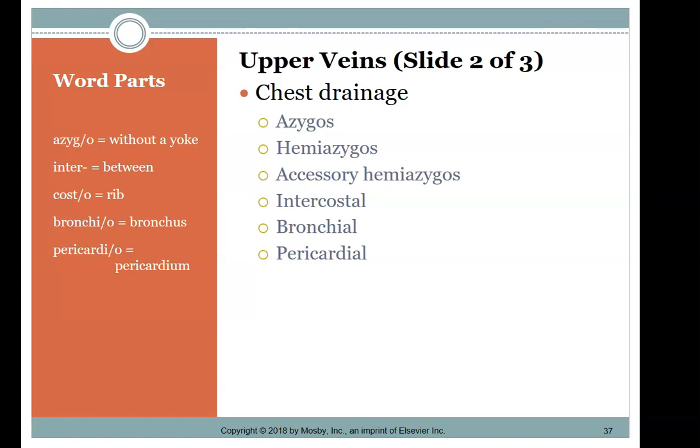And then you've got your word parts. Azygo is without a yoke. Inter is between. Costo is rib. Bronchio is bronchus. And pericardio is pericardium.